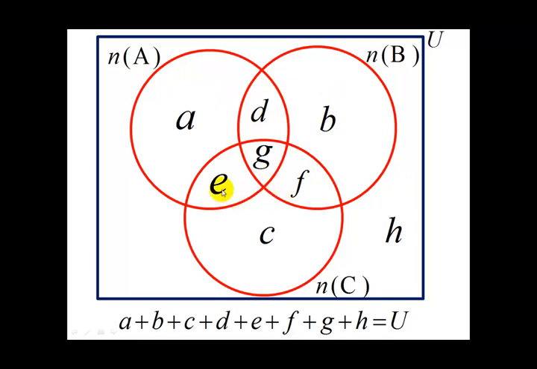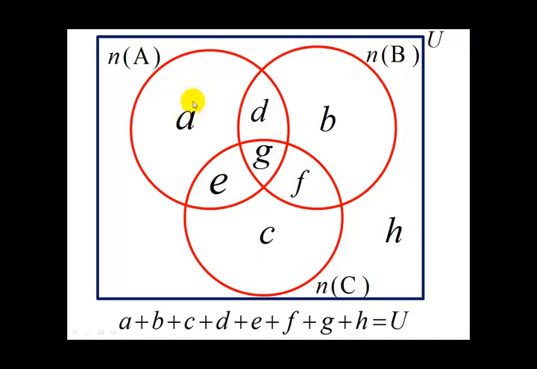Now E represents students who read only Agric and Chemistry. But when you add E to G, it represents students who read Agric and Chemistry. Now F represents students who read only Biology and Chemistry. But when you add F to G, it represents the region of students who read Biology and Chemistry.